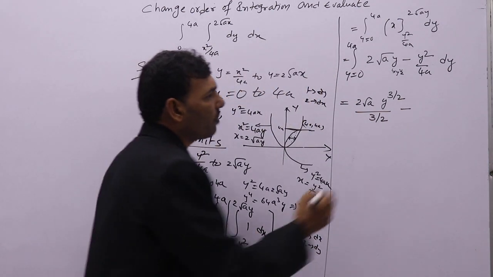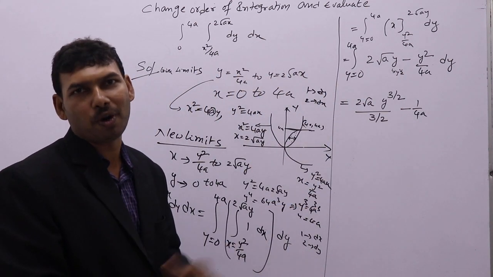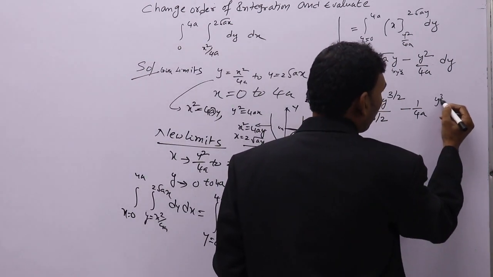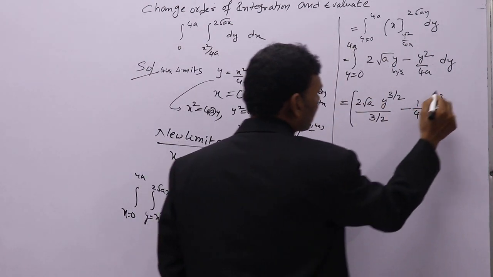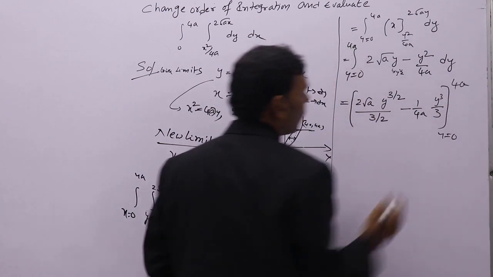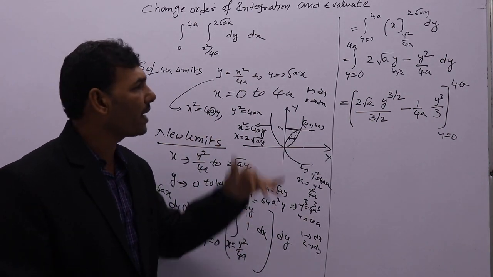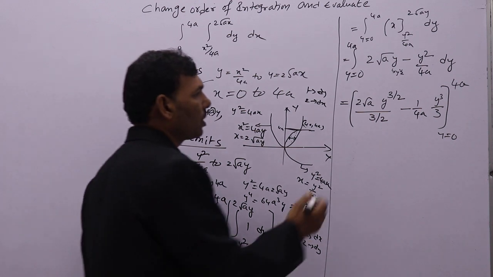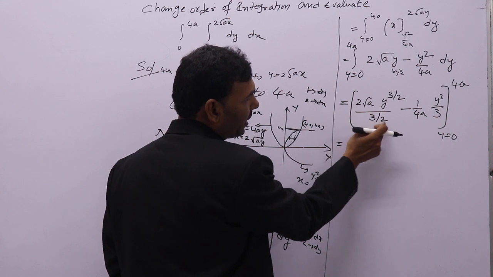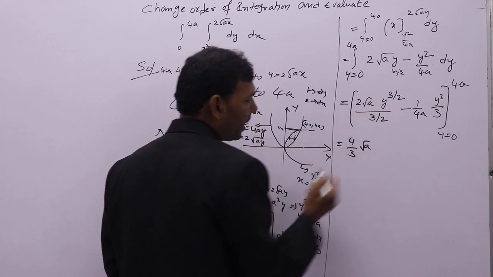Minus 1 by 4a constant. Integral y square, again integral x power n plus 1 by n plus 1. Integral y square is y cube by 3, with limits from y equal to 0 to 4a. Now write in the place of y, 4a. This denominator 2 comes to numerator. So 2 2s are 4 by 3 root a.